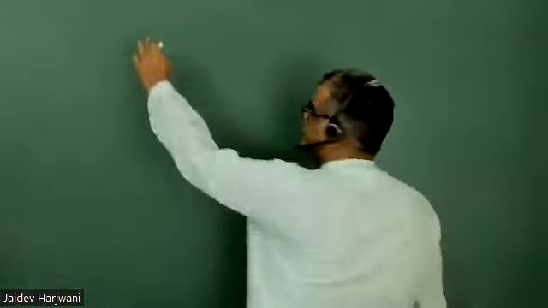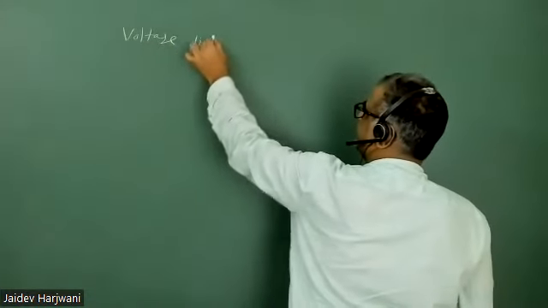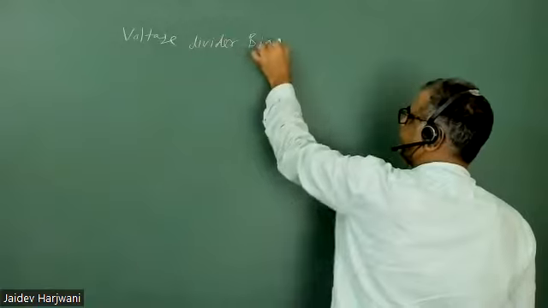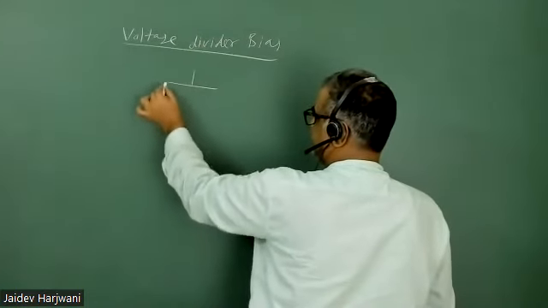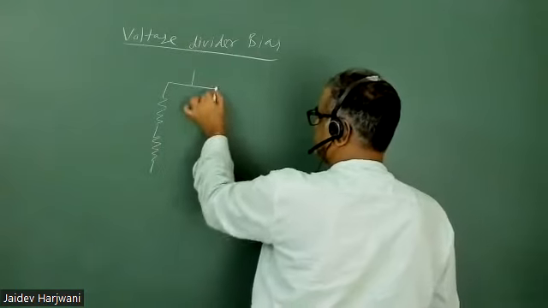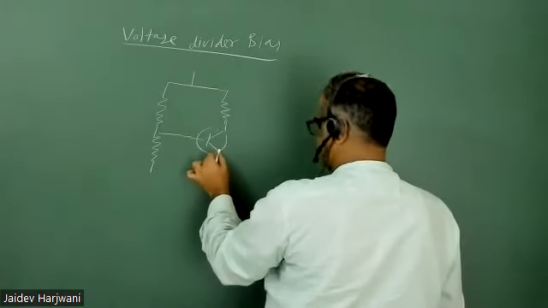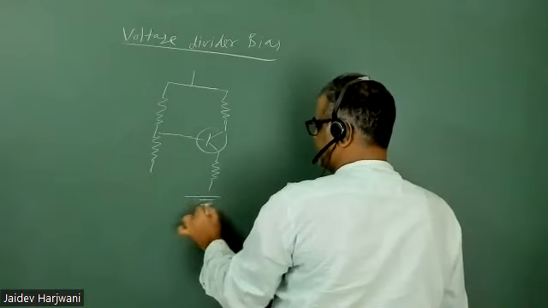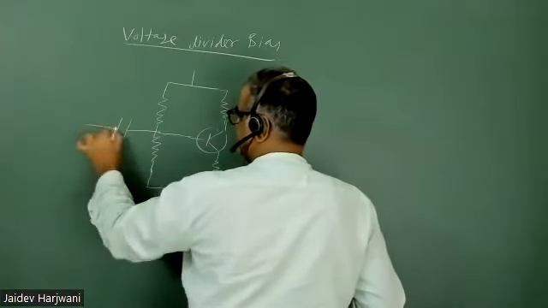So let us do now the voltage divider bias. You know the voltage divider bias circuit is, so you have a transistor here, and then you have a resistance RE here, and this is grounded here, and this time we are applying an AC signal here.